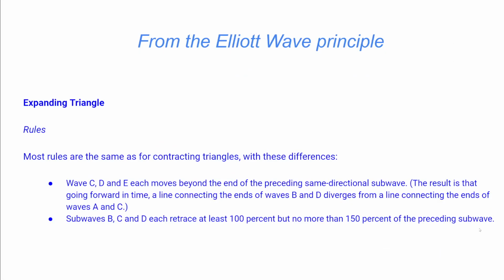So finally, we'll take a look at expanding triangles. Most rules are the same as for contracting triangles, with these differences. Waves C, D, and E each move beyond the end of the preceding same directional subwave. The result is that going forward in time, a line connecting the ends of waves B and D diverges from a line connecting the ends of waves A and C. Subwaves B, C, and D each retrace at least 100%, but no more than 150% of the preceding subwave.